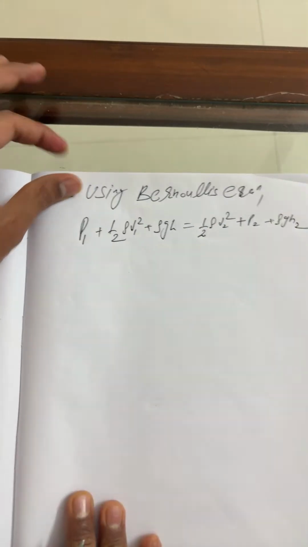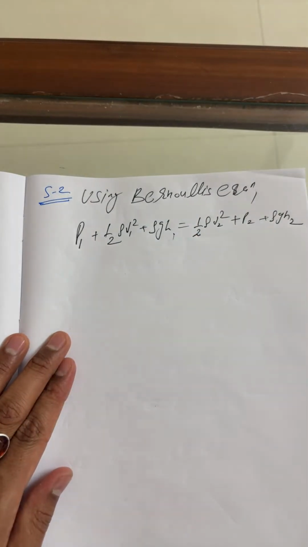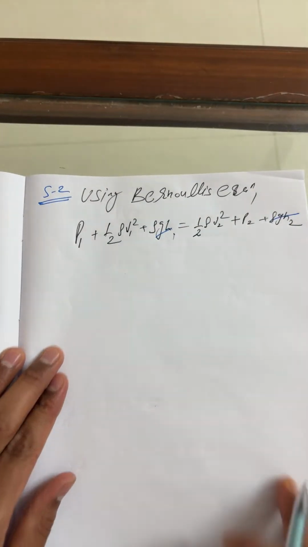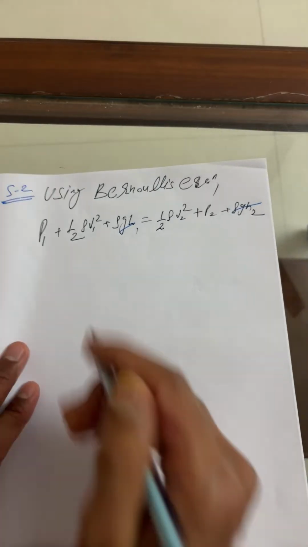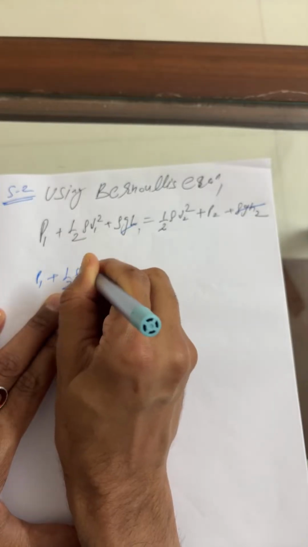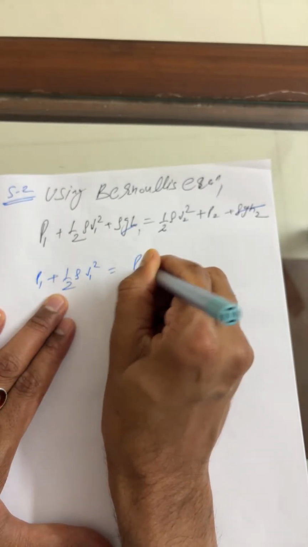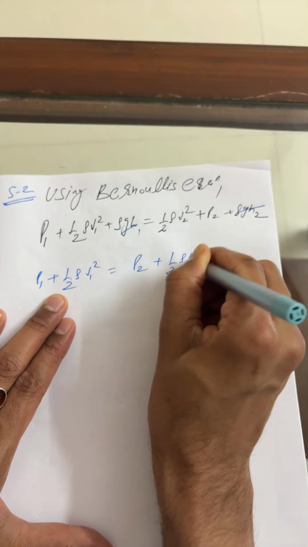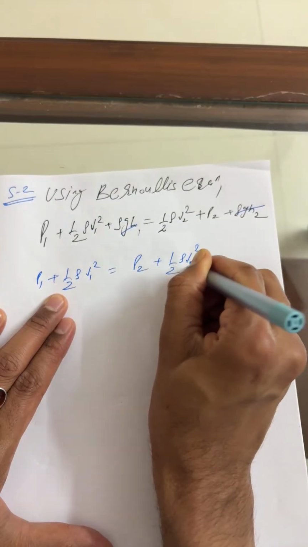Here h1 and h2 remain common, so you can cancel each other. Finally, P1 plus half rho V1 squared is equal to P2 plus half rho V2 squared.